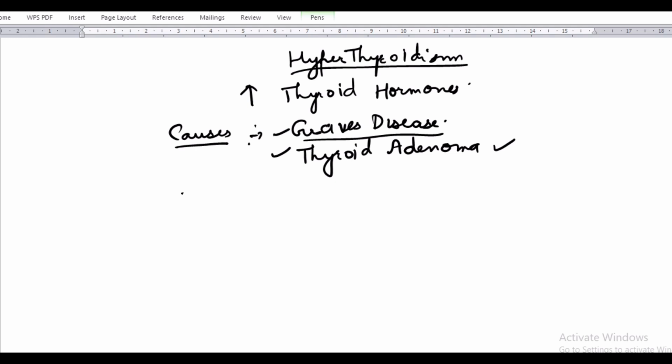The second could be thyroid adenoma. It is a localized tumor in the thyroid tissue that secretes large amount of thyroid hormone. Coming to the signs and symptoms, what are the signs and symptoms?